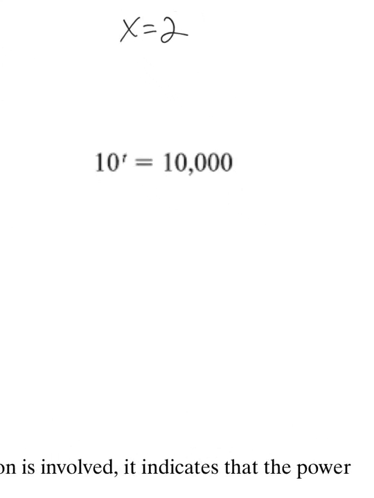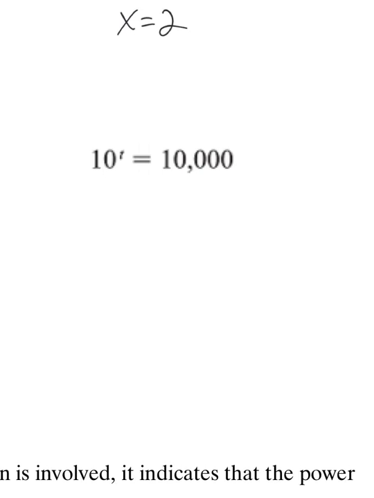What power of 10 gives you 10,000? I'll tell you a really good trick. If you count how many zeros, 1, 2, 3, 4, that's the number that you need to put in the exponent spot. 10 to the 4th power is 10,000. So t must be 4.